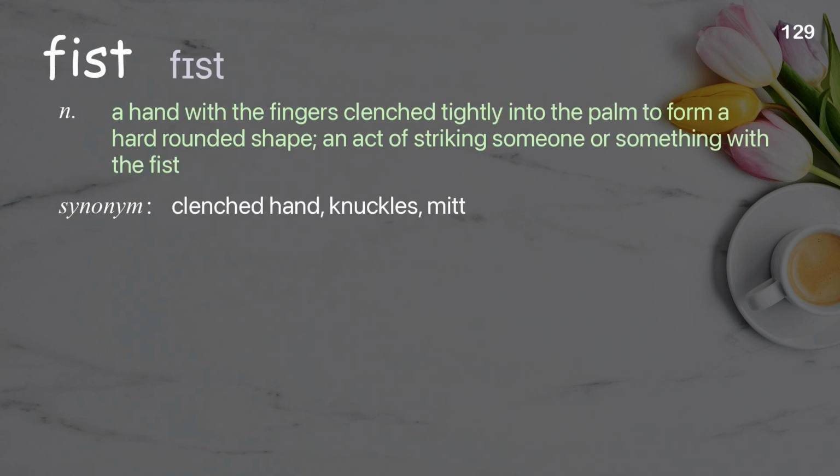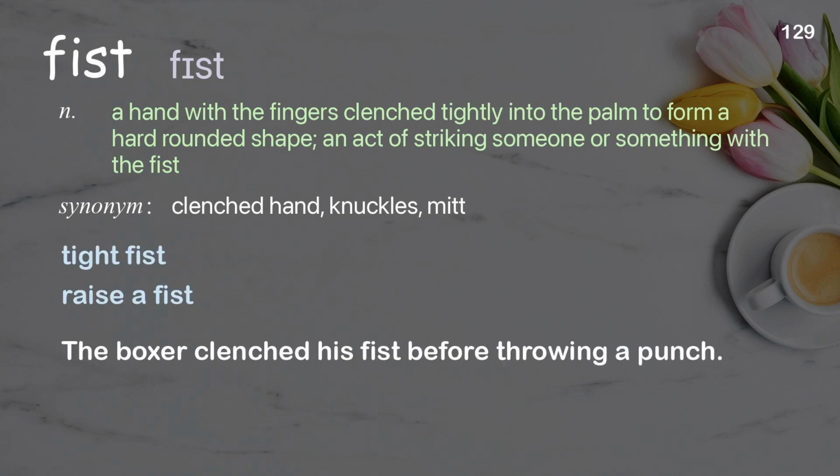Fist. A hand with the fingers clenched tightly into the palm to form a hard rounded shape, an act of striking someone or something with the fist. Examples. Tight fist. Raise a fist. The boxer clenched his fist before throwing a punch.